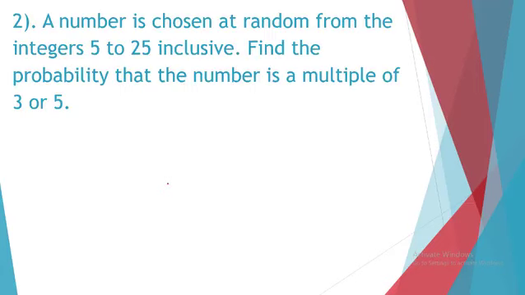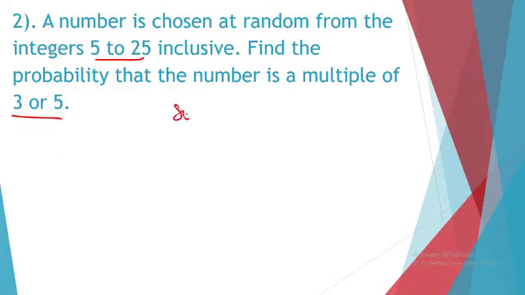Then example number 2: a number is chosen at random from the integers 5 to 25 inclusive. Find the probability that the number is a multiple of 3 or 5.